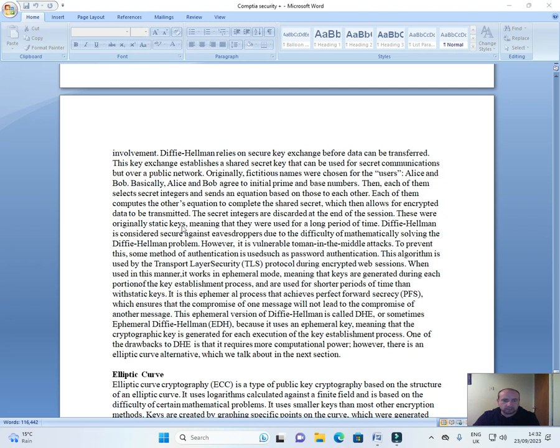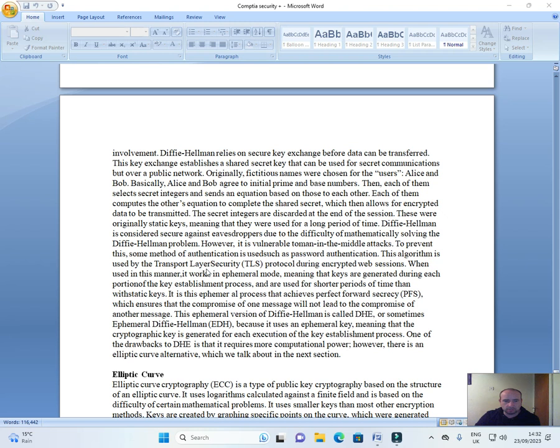These were originally static keys, meaning that they were used for a long period of time. Diffie-Hellman is considered secure against eavesdroppers due to the difficulty of mathematically solving the Diffie-Hellman problem. However, it is vulnerable to man-in-the-middle attacks. To prevent this, some method of authentication is used, such as password authentication.